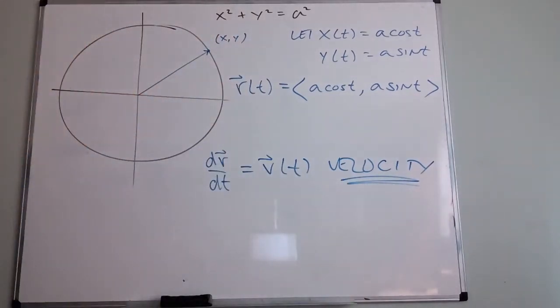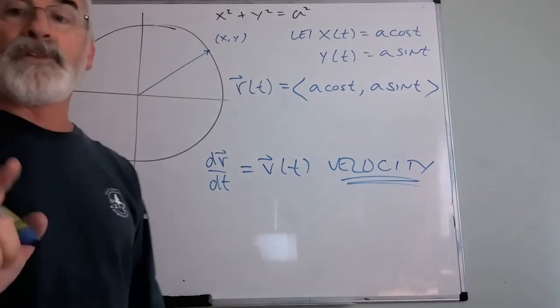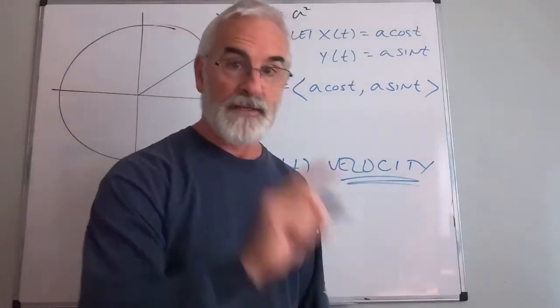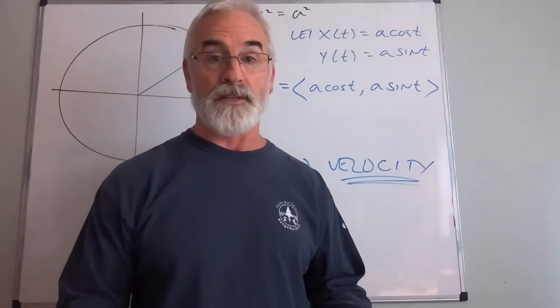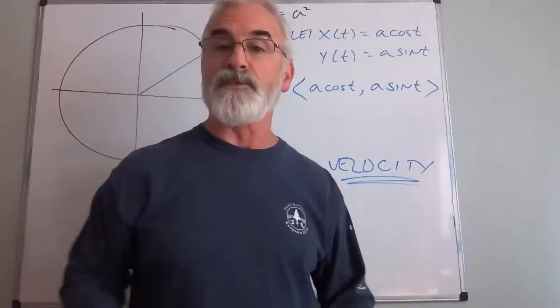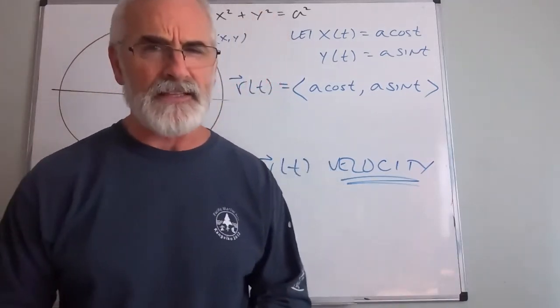The derivative of position is what we call the velocity vector. Now, velocity is not speed. They are often confused. And the problem is, before we get to Calc 3, we use the terms interchangeably, but they're not exactly the same thing.